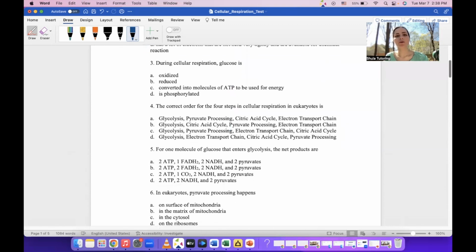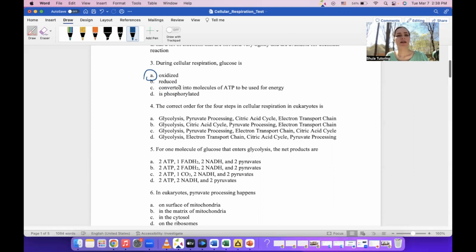Number 3, during cellular respiration, glucose is oxidized, right? Because we are losing electrons. That's what happens when we go through all those oxidation reactions and we break glucose down. We start with a 6-carbon sugar and we end up with carbon dioxide. So that's oxidation. Also, as we do that, we load electrons on electron carriers, and electron carriers use them later in the electron transport chain. So all that is oxidation, and oxidation is defined as the loss of electrons.